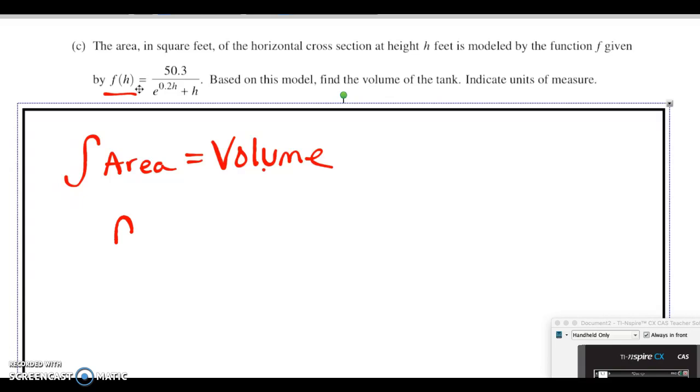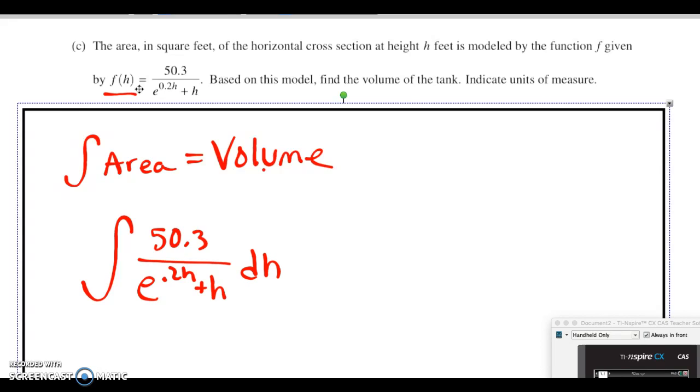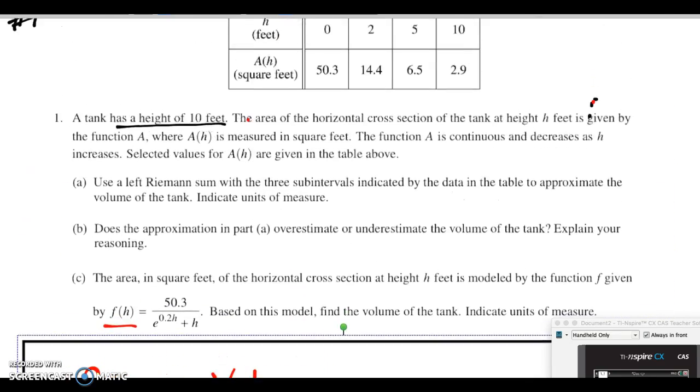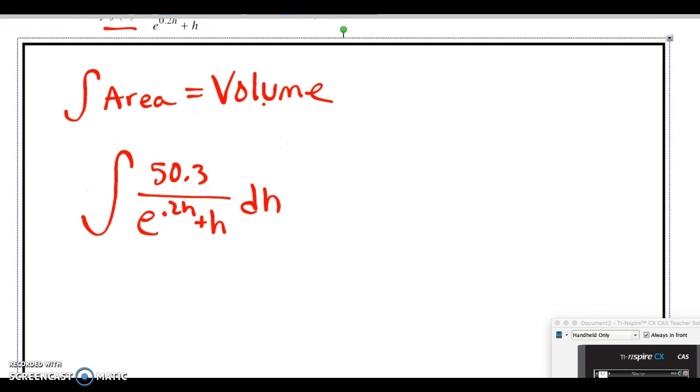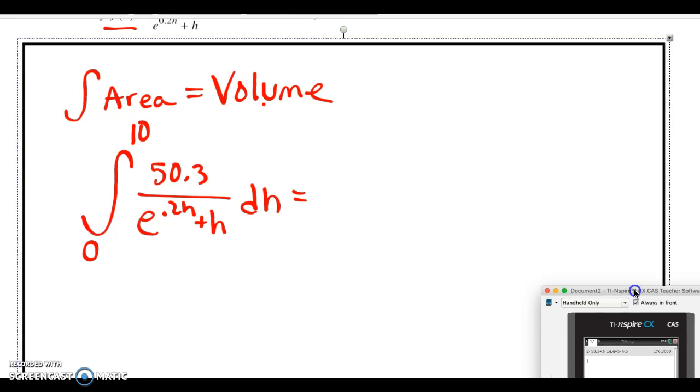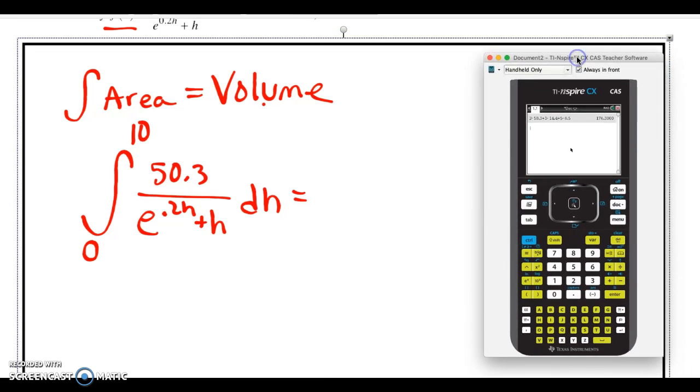So I'm going to find the integral of 50.3 over e to the 0.2h plus h dh. The question is, h is my variable. What height am I starting at, and what height am I ending at? Well, let's see if they gave that to me in here. The tank has a height of 10 feet. So I'm going to start integrating at the bottom, finish integrating at the top, and I'm going to do that right in the calculator. No sense even trying to work it out.